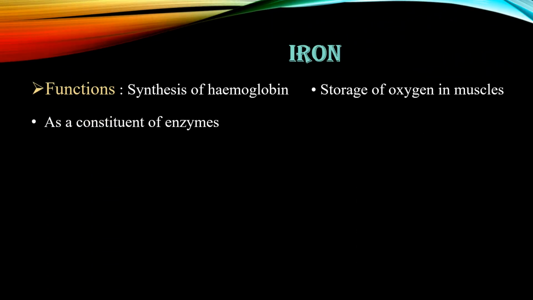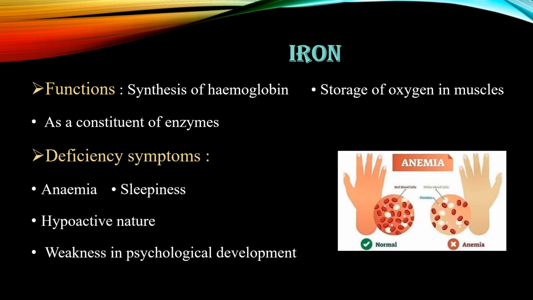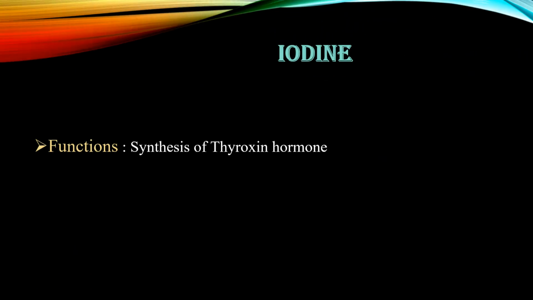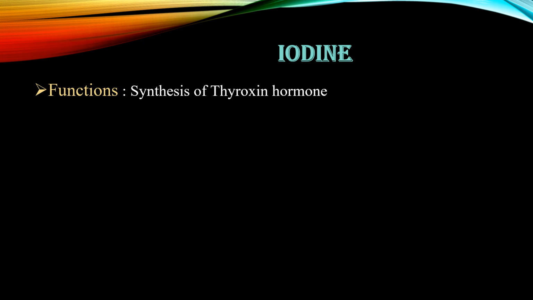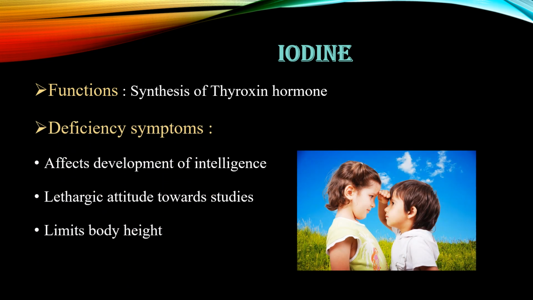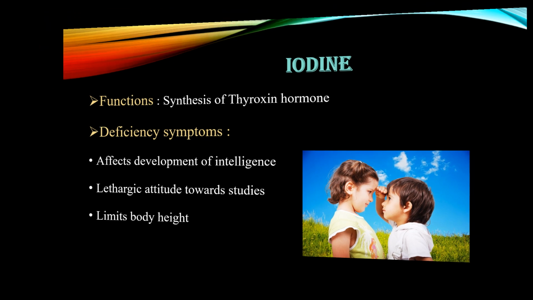Iron. Functions: synthesis of hemoglobin, storage of oxygen in muscles, as a constituent of enzymes. Deficiency symptoms: anemia, sleepiness, hypoactive nature, weakness in psychological development. Iodine. Functions: synthesis of thyroxine hormone. Deficiency symptoms: affects the development of intelligence, lethargic attitude towards studies, and limits body height.